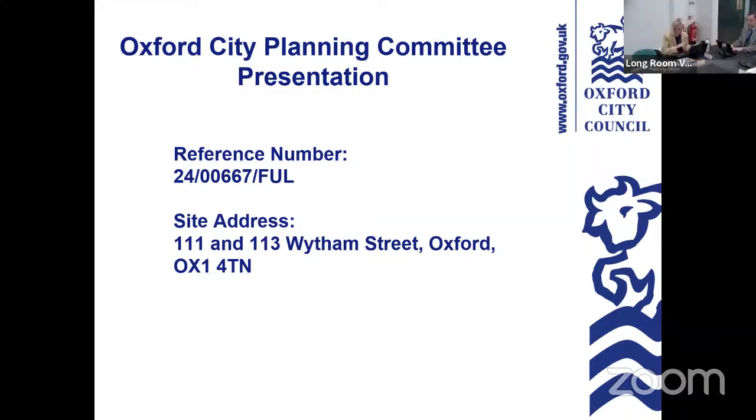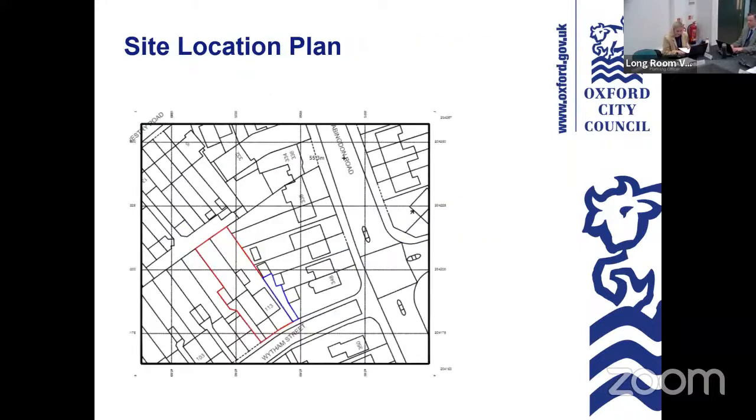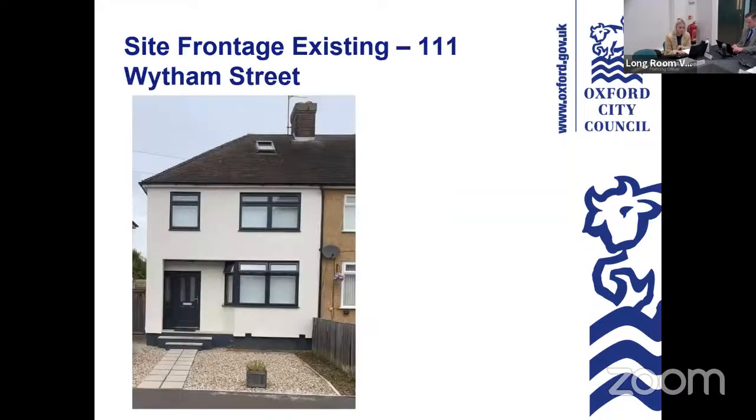Thank you, Chair. The site location is numbers 111 and 113 Wytham Street, located in the south of Oxford to the west of Abingdon Road. I'll briefly take members through the existing photographs of the site and the slides, as they have been circulated prior to this meeting. However, I can refer back to these at any point if helpful, so please do let me know.